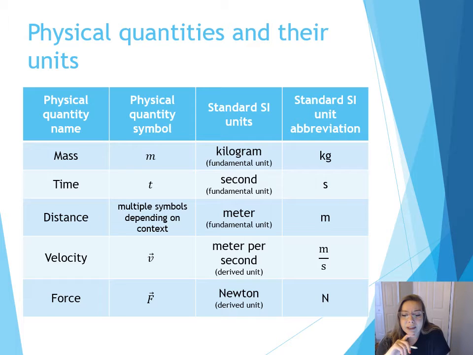Okay, so try really hard not to confuse the symbol for a particular physical quantity with the abbreviation for the units of a different physical quantity. Notice that mass has a symbol of M, and the standard SI unit for distance is the meter, which is abbreviated again as just M. So it's very possible to get confused here, so make sure that you know if you're talking about the physical quantity itself versus the literal units of a physical quantity, because it is easy to get those confused.